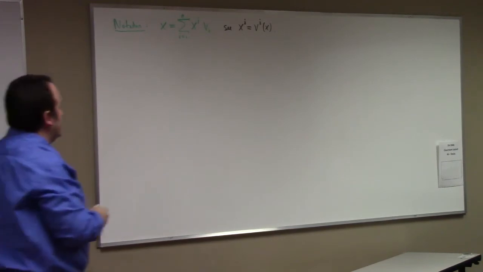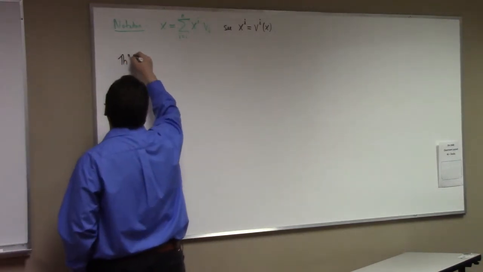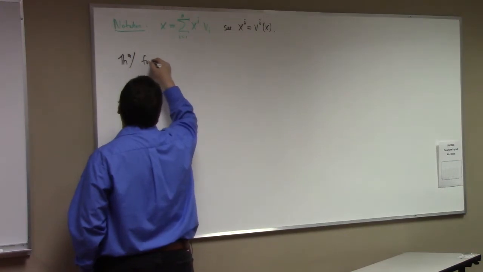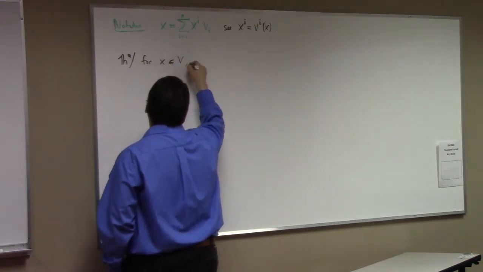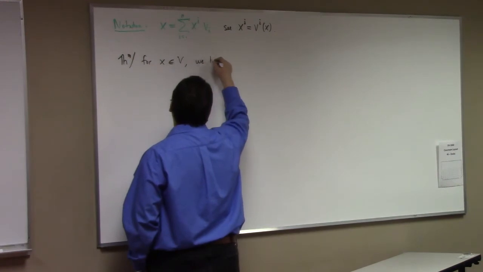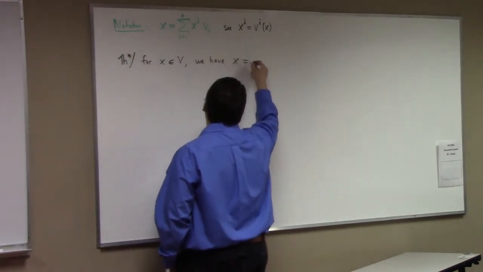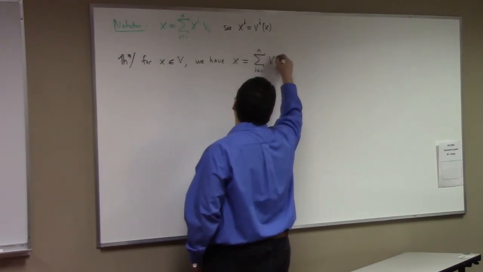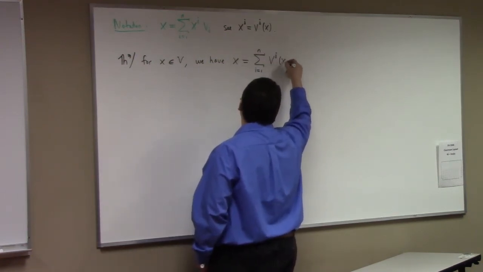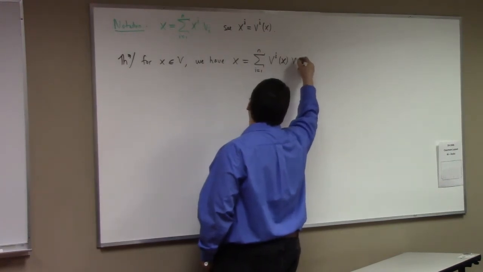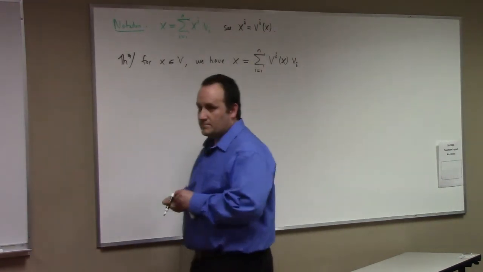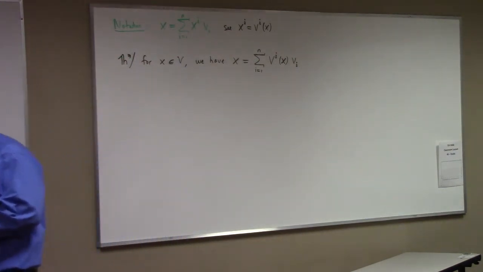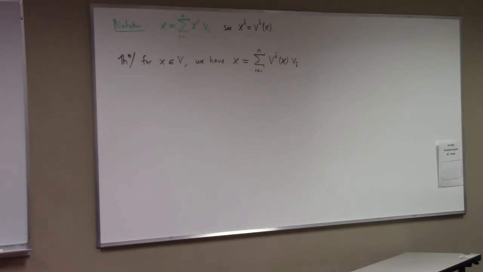So essentially we have the following theorem. For x in the vector space, we can write x as the sum, i equals 1 to n, of v upper i of x times v lower i. Because v upper i of x is the component with respect to the beta basis of x.